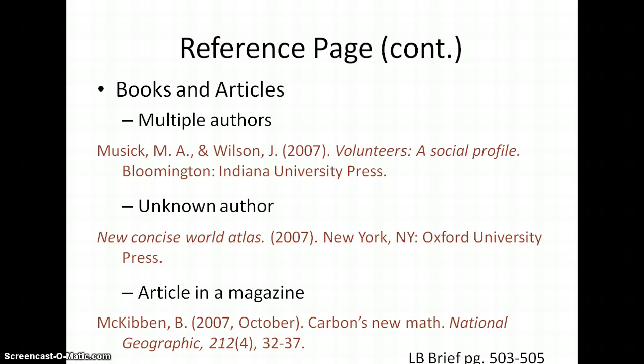Article in a magazine. McKibben, B. (2007, October). Carbon's New Math. National Geographic, 212(4), 32-37.